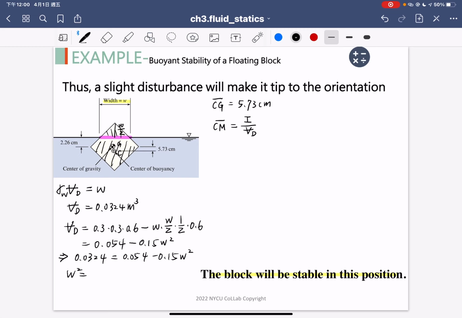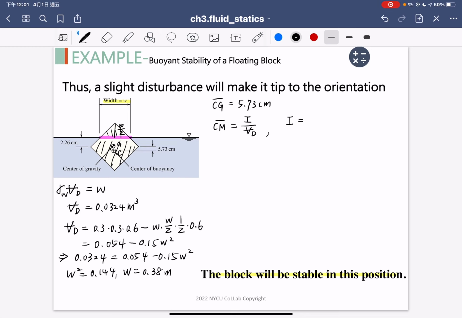So the W squared will equal, wait a moment, 0.144, and then we take the root. It's equal to around 0.38 meters.